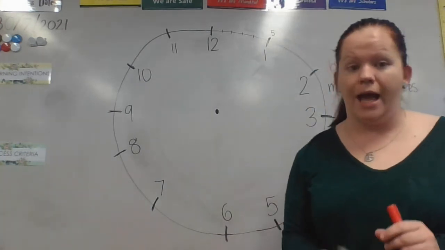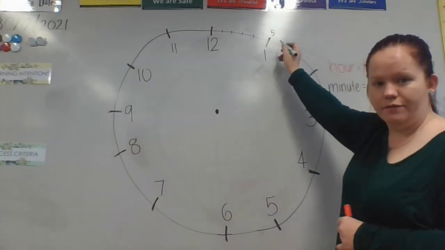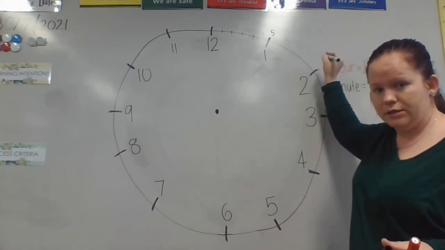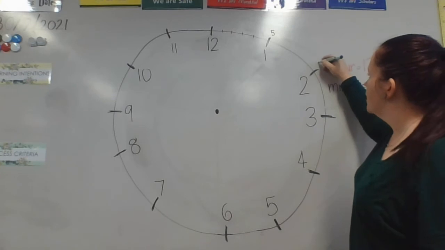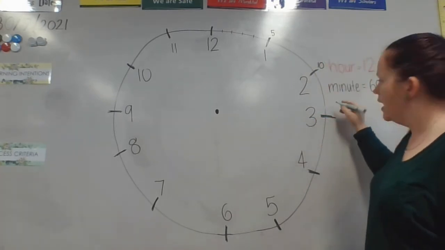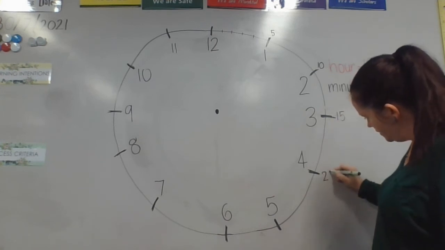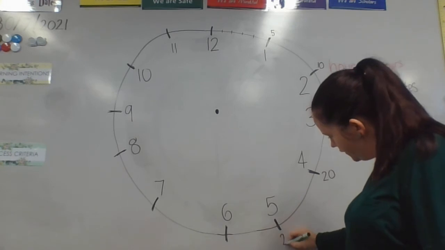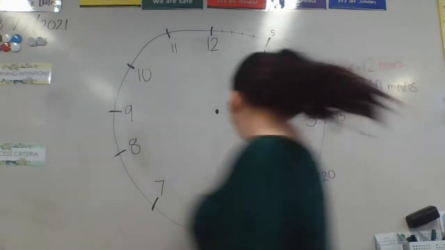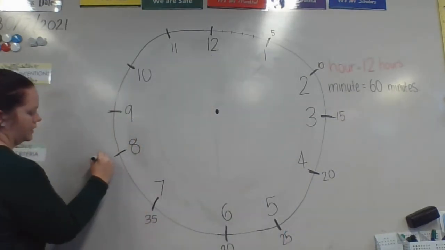So I want you to go around and add 5 to every number. So we've started at 5. If we're going to jump up another 5, 5 plus 5 is 10. So my next one, I'm going to write the number 10. Going up another 5 minutes, 15, 20, 25. Keep going all the way around till you reach the top. And you should be at the number 60 at the end.